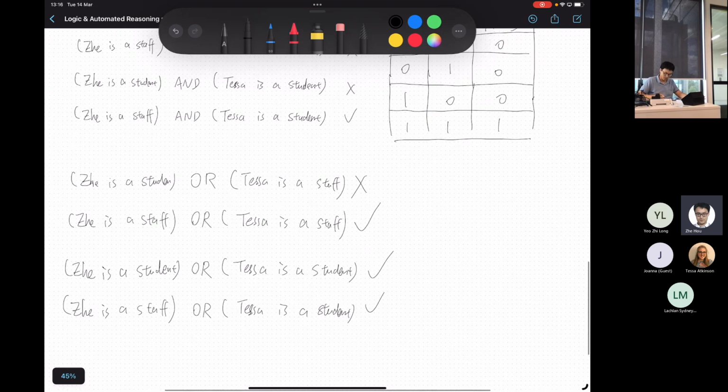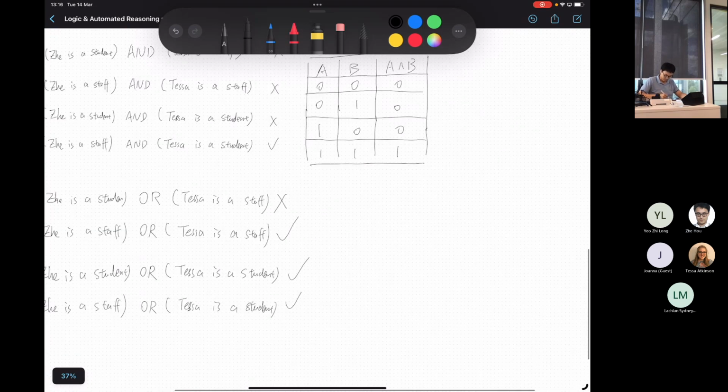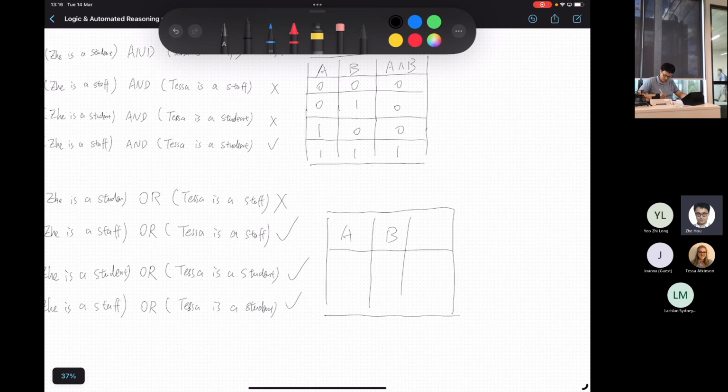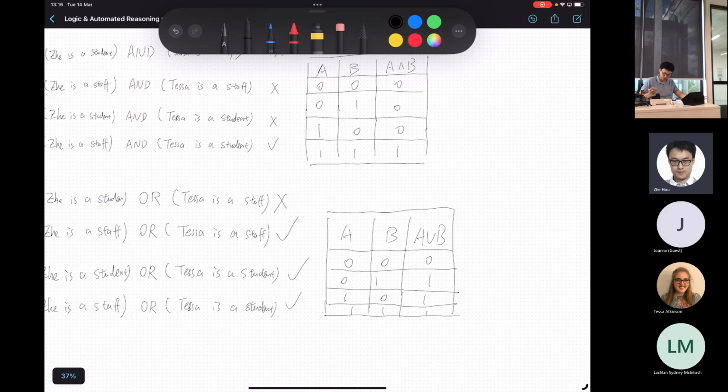Okay, so how do we draw the truth table here? A, B, we have A or B. If both are false, then you have false. And if one of them is true, you get true. And if both of them are true, then it's still true.